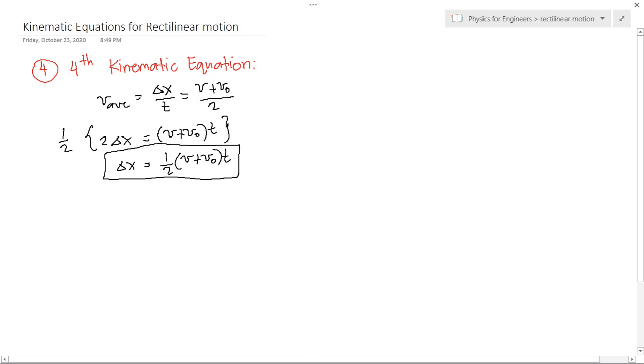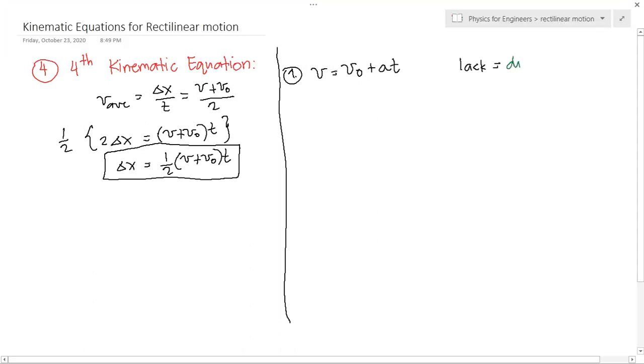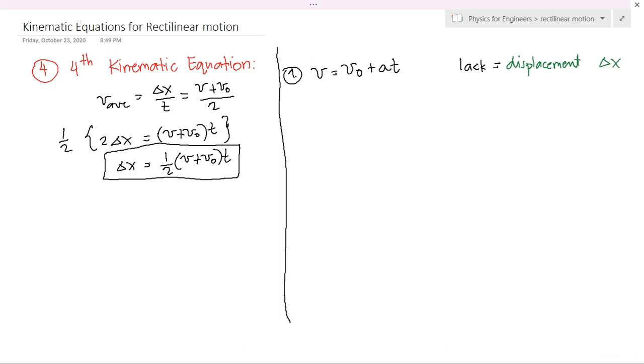So from the fourth kinematic equation, we can tell directly, like for the first, di ba alam natin na the final velocity is just equal to the initial velocity plus acceleration times the time. So ano ba yung locking dito? So yung locking natin, lock siya ng displacement. So displacement, delta x.